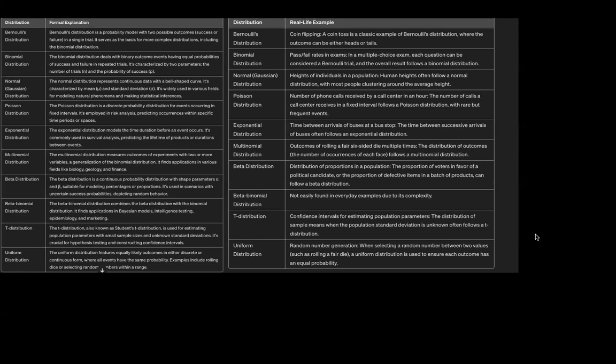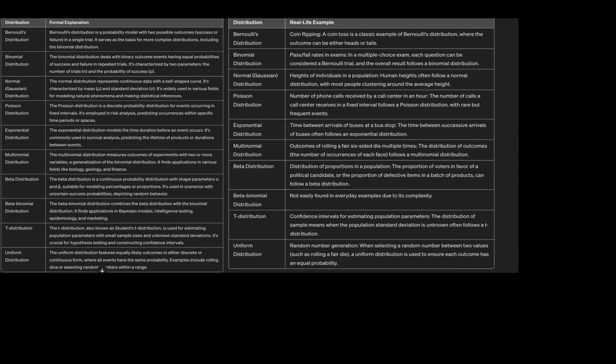So there are two types of distributions, and within those distributions you also have so many types. We'll be discussing Bernoulli distribution, binomial distribution, normal distribution, Poisson distribution, exponential distribution, multinomial distribution, beta distribution, beta binomial distribution, and uniform distribution. So let's come back to the Bernoulli distribution.